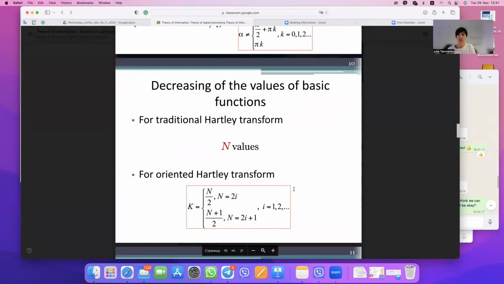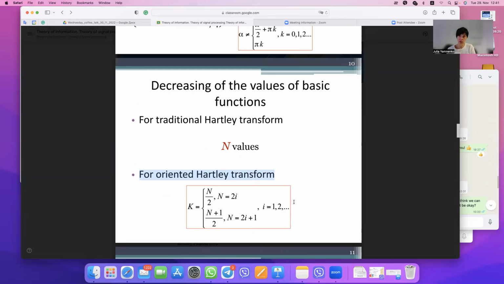And this trick helps to decrease the number of values of the basic function in comparison with the traditional Hartley transform. For the traditional Hartley transform, we had n values of the basic function. For the oriented Hartley transform, we have significantly decreased values, twice decreased. So instead of n, we have n over 2 or n plus 1 over 2, depending on what n is. Is it an even or odd value?